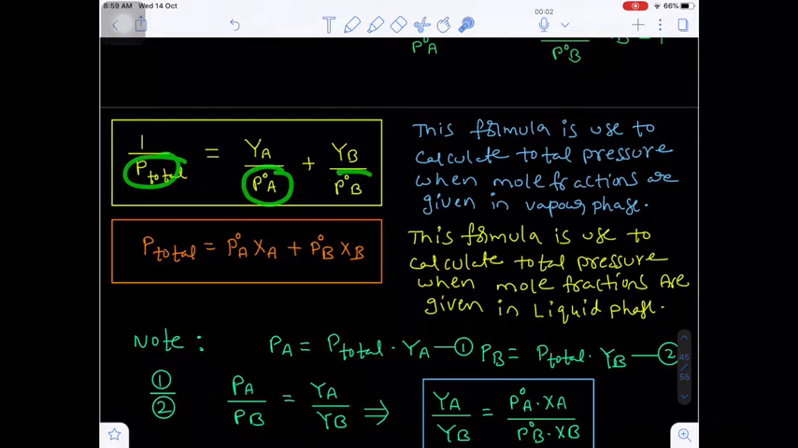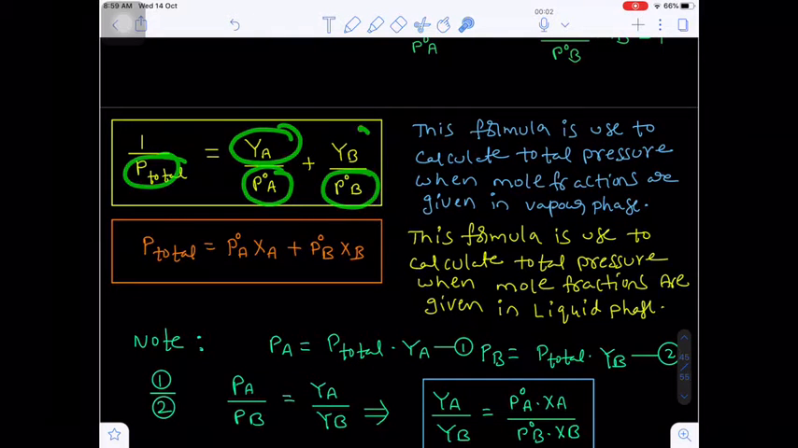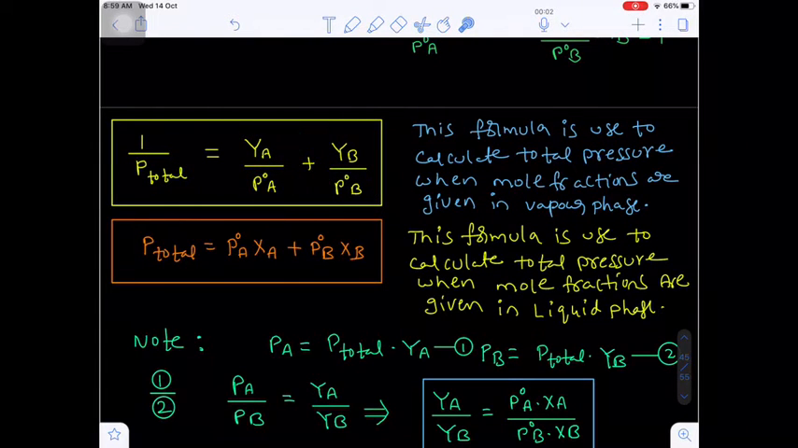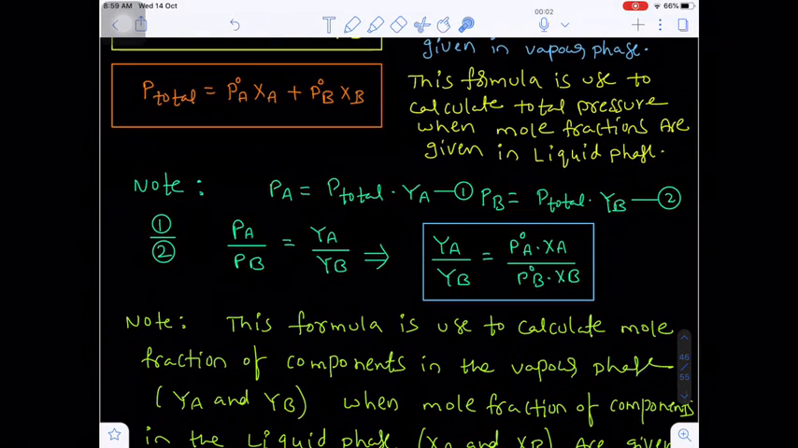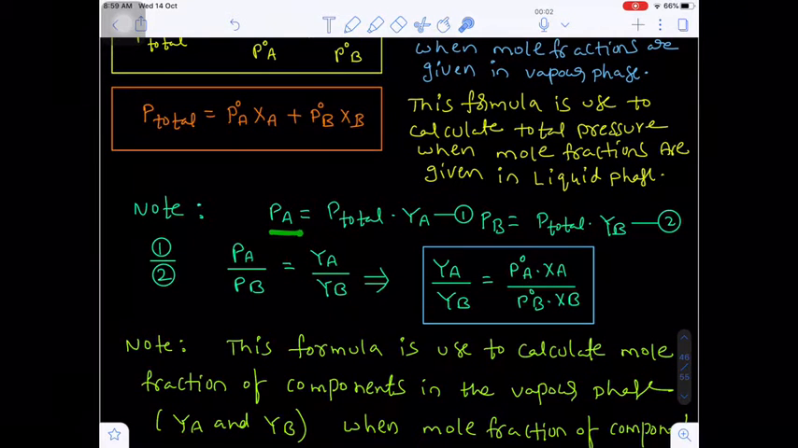Otherwise, if total pressure is given and partial pressure of pure components A and B are given, then we can find the mole fraction in the vapor phase. And P total will be equal to P naught A Xa plus P naught B Xb. This is used to calculate the total pressure when the mole fractions of the liquid phase are given. Mole fractions in which phase given? Liquid phase is given. Okay.